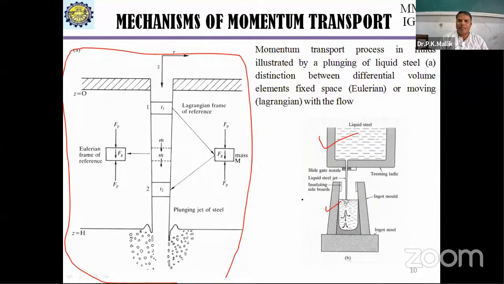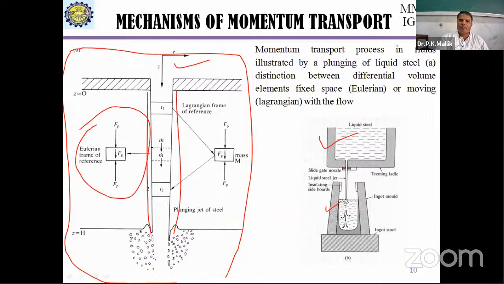Two references. This is your nozzle. This is your jet. So you are considering the jet portion. Here the upper portion is the liquid stage, and it enters into the jet and then comes to the mold. So here are two references: one is a Lagrangian frame of reference, another is an Eulerian frame of reference.